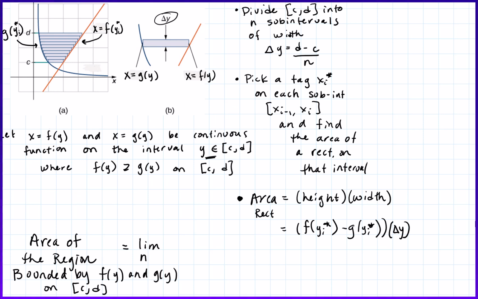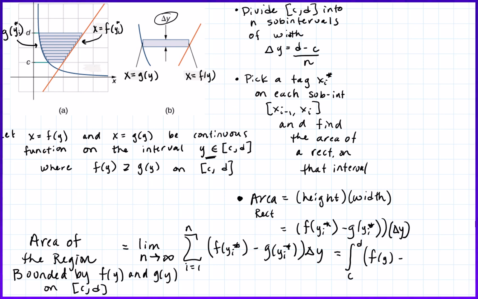We're going to take n rectangles, add them all up, and then let the number of rectangles n go to infinity. So it's the limit as n goes to infinity of the sum of the area of n rectangles, that's f of y sub i star minus g of y sub i star times delta y. But here's the kicker. That is a Riemann sum, and we know by the definition of the definite integral that that is an integral from c to d of f of y minus g of y dy.